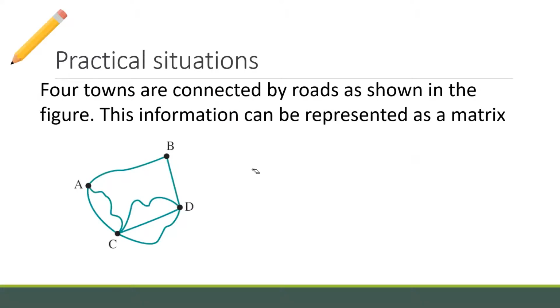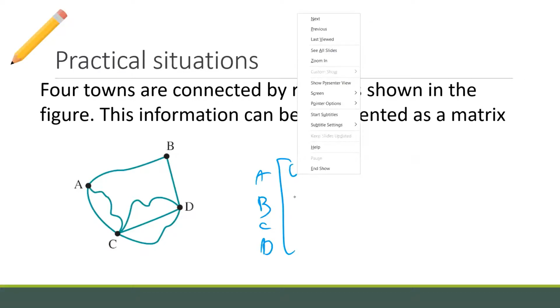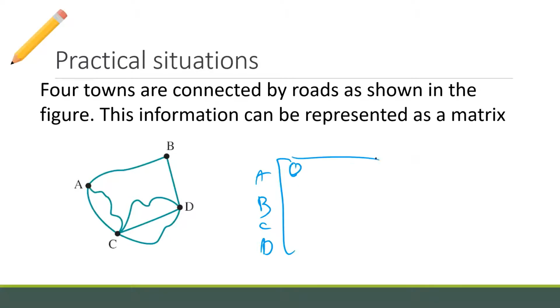Then we went through a practical example. We took a diagram and we turned it into a matrix. We said, how many paths are there from A to A? How many paths are there from, and we made a matrix for this so that we could look at how these roads are connected to each other. How many roads from A to B? There was 1.